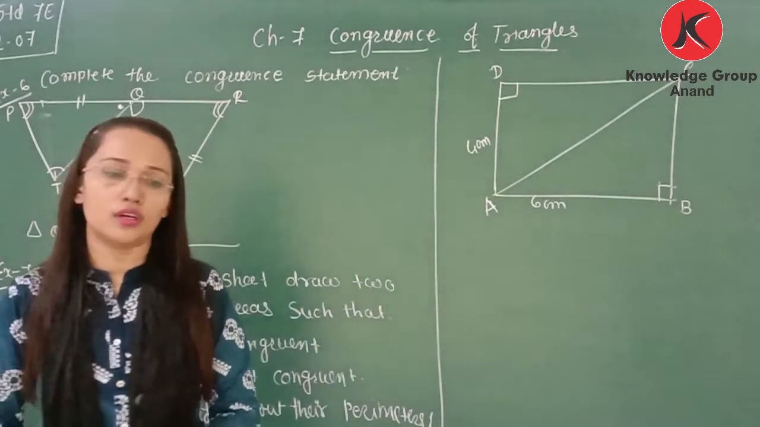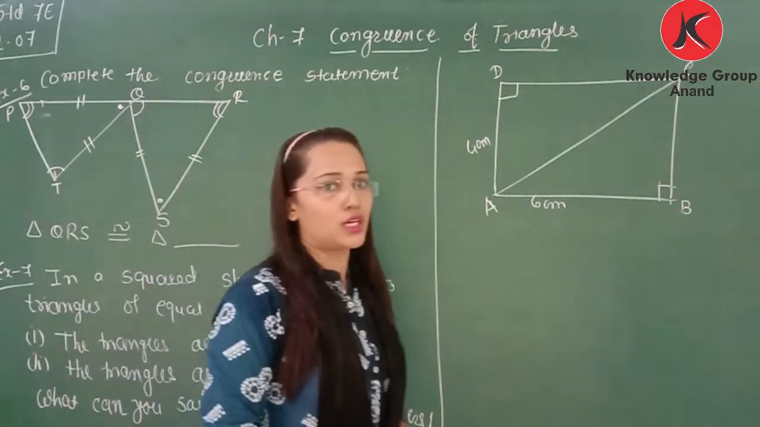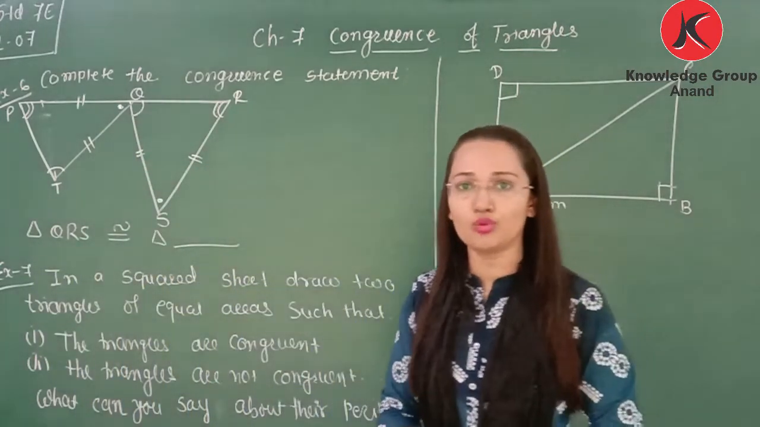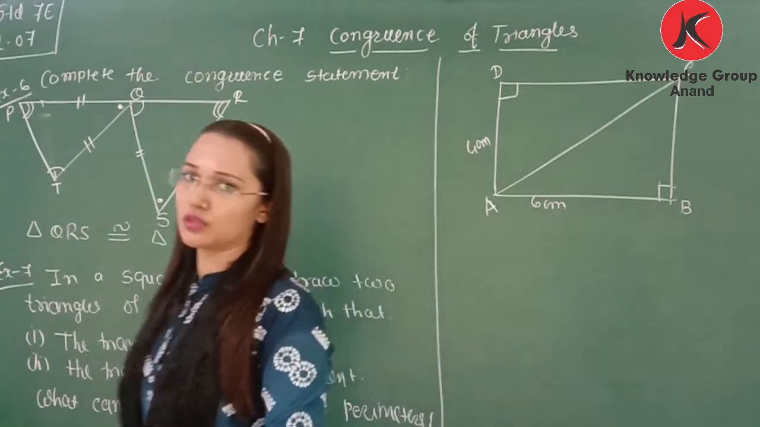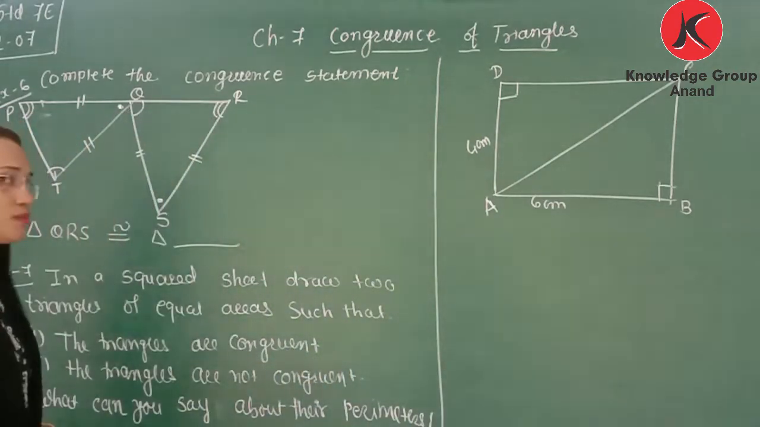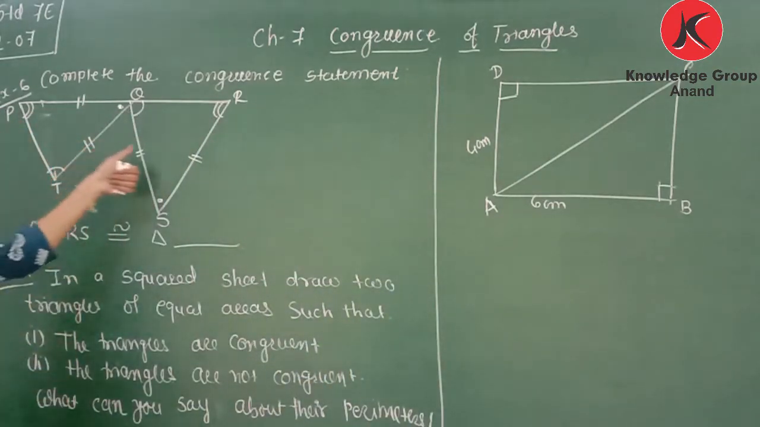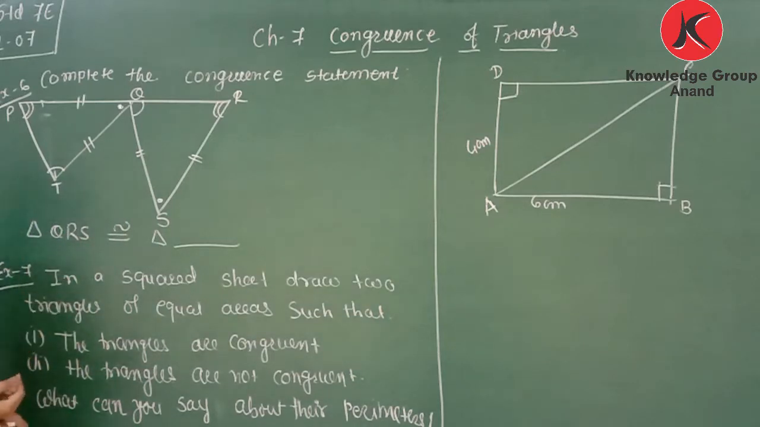Okay, we also completed the first part of question number 6. Now today we will cover the second part of question number 6. Complete the statement. Here this figure is given and you need to write the correspondence. So here, QRS is congruent to which triangle?